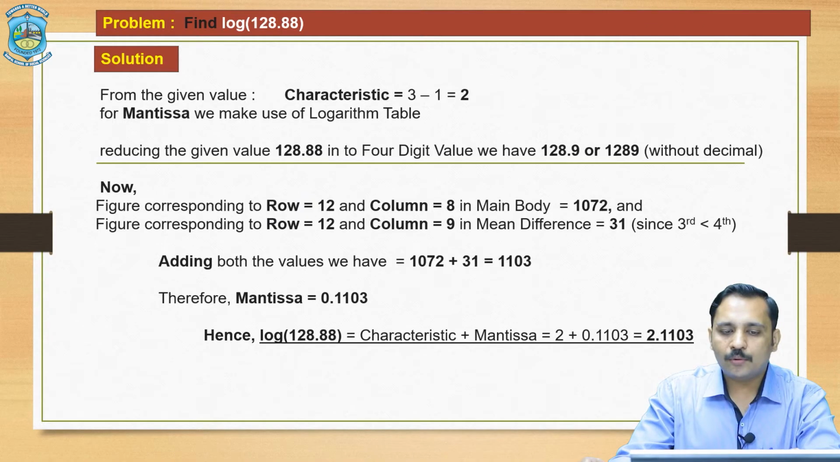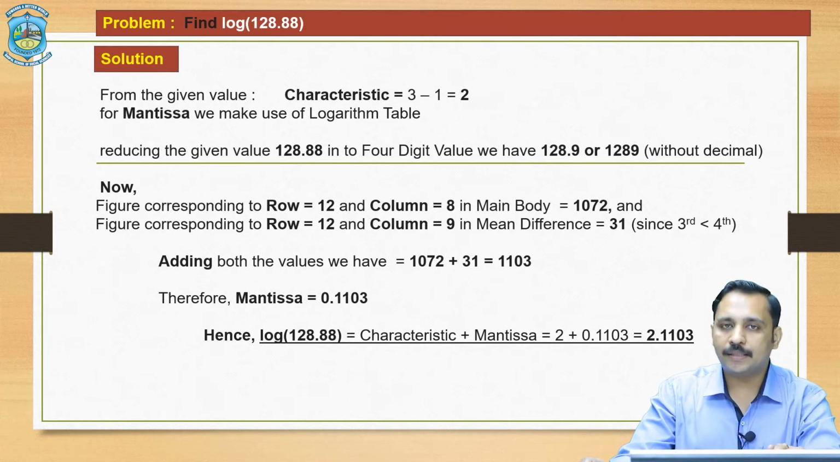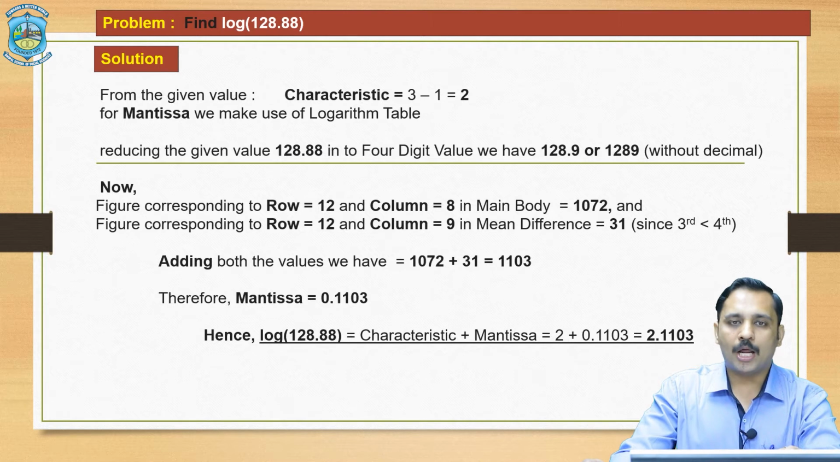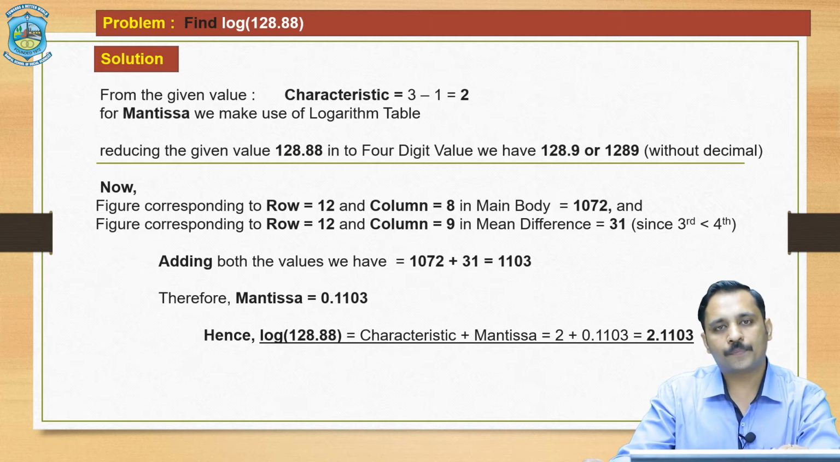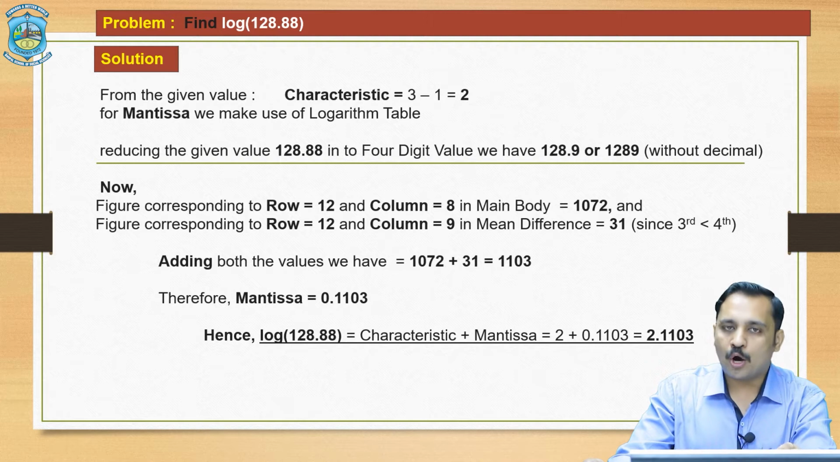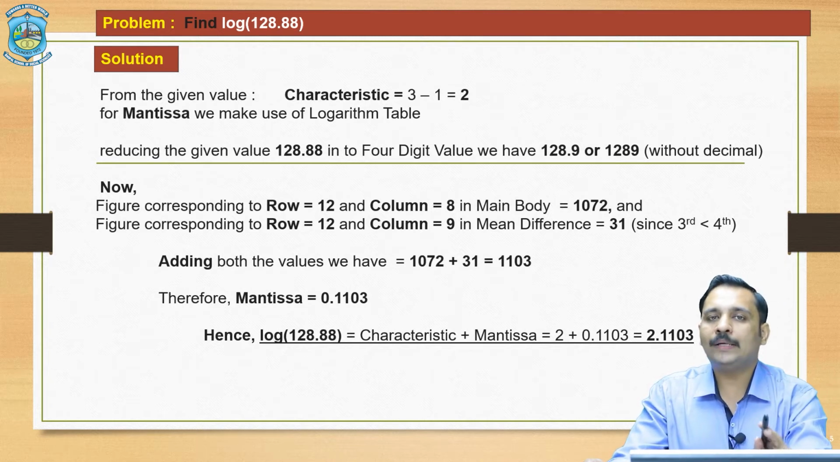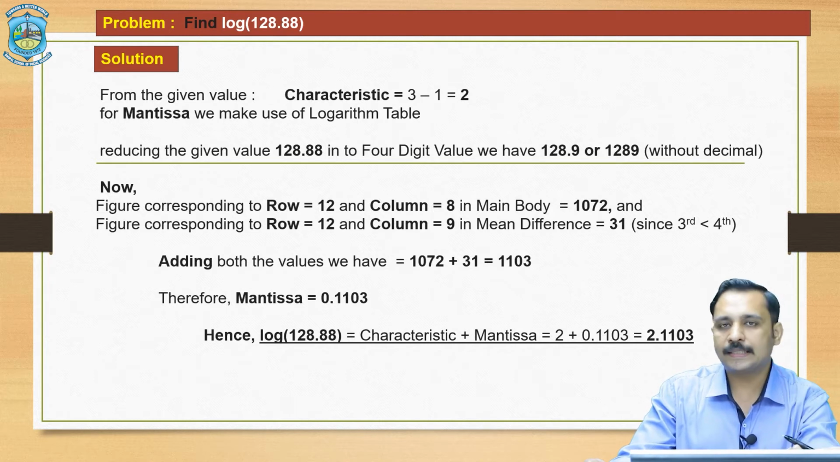The characteristic value here is 3 minus 1, which is equal to 2, since we have 3 integer digits in this number. Now we have to reduce this number into a 4-digit value to find the value from the log table. This is a 5-digit value. Now we have to round it off. Since the last digit is 8, I can round it off as 1289. Now, using this value 1289, we will find the value of mantissa from the log table.